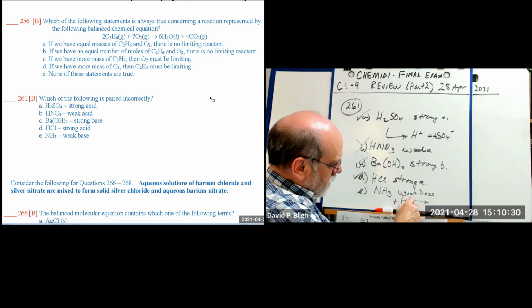That was 283. All right. Let's see. 285. For which of the following transitions does the light emitted have the longest wavelength?